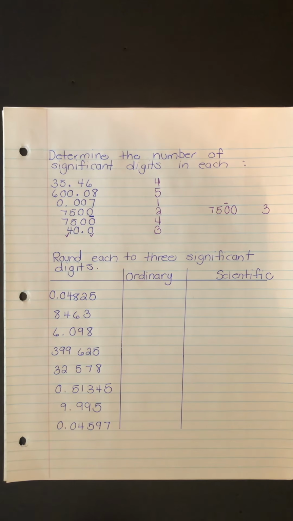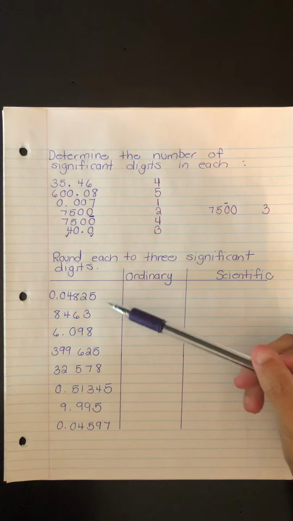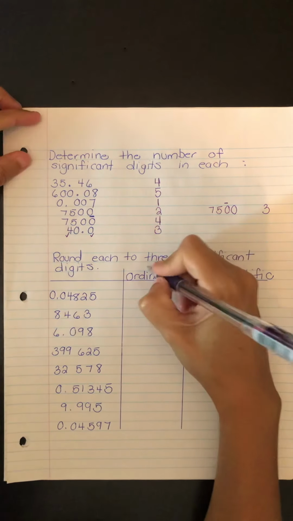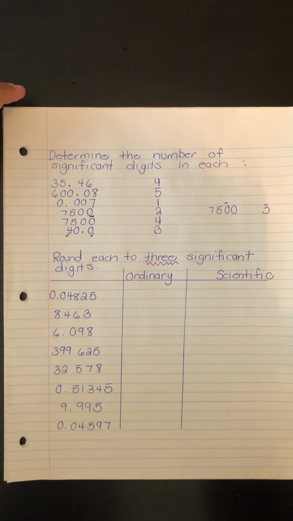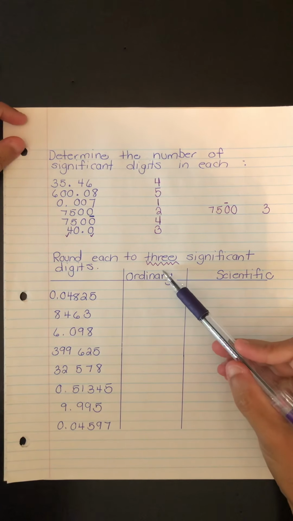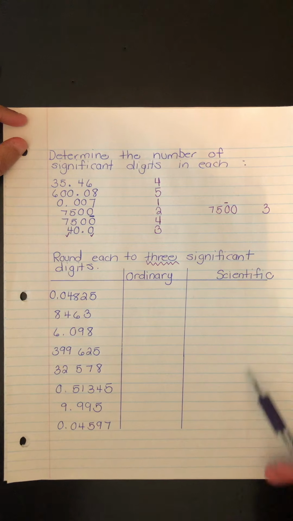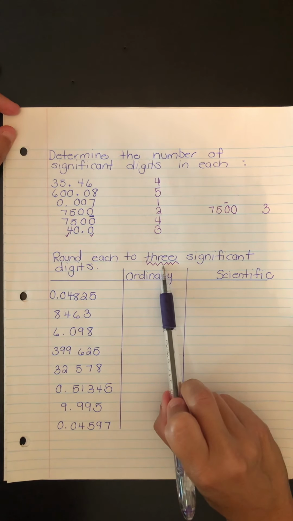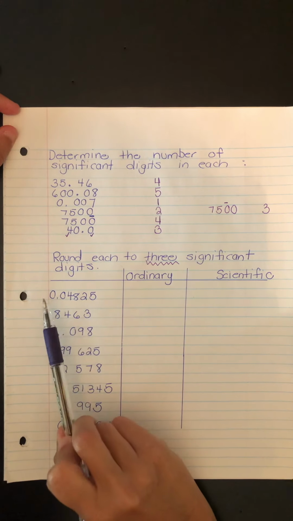Okay, the next thing we're going to do is a little rounding exercise. So for these examples here, we are going to round each to 3 significant digits. Okay? And we're going to express our answer 2 ways. First in ordinary notation and then in scientific notation. All right, the first thing we have to do is actually locate the 3rd significant digit. So let's start with this one.